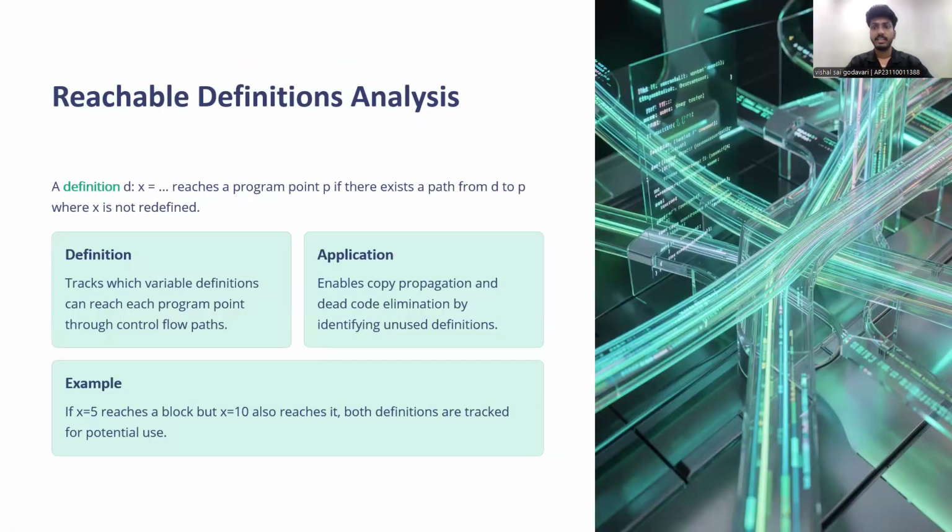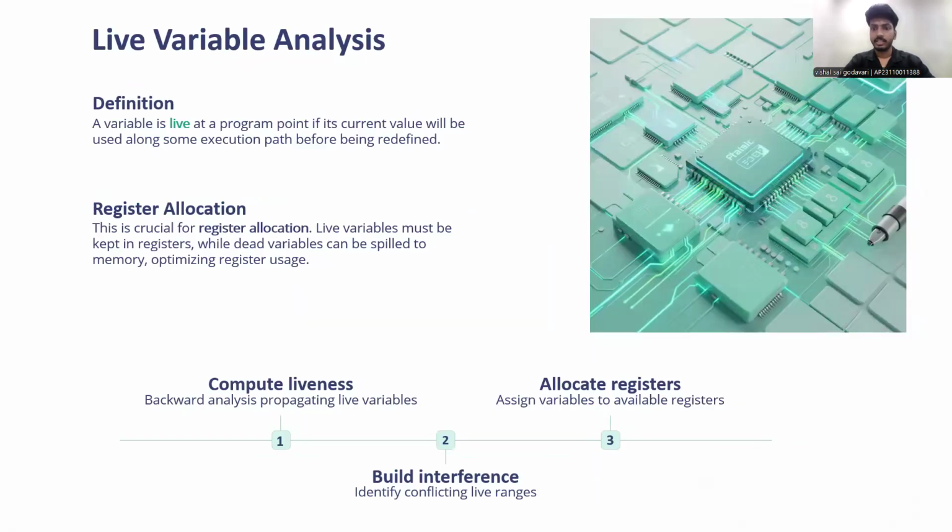And this is reaching definitions. Here we track where variables were last assigned. A definition reaches a point if there is a path where it wasn't overwritten. Why is this useful? Because it helps us replace variables with known values and remove unused assignments. For example, if a value is assigned but never used, that's dead code and we can remove it.